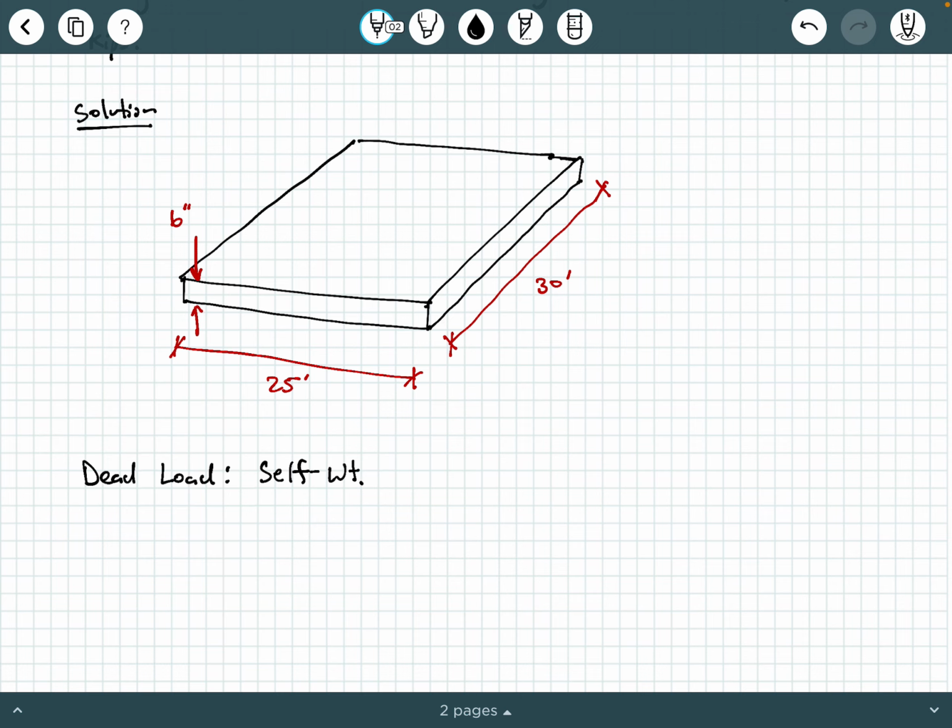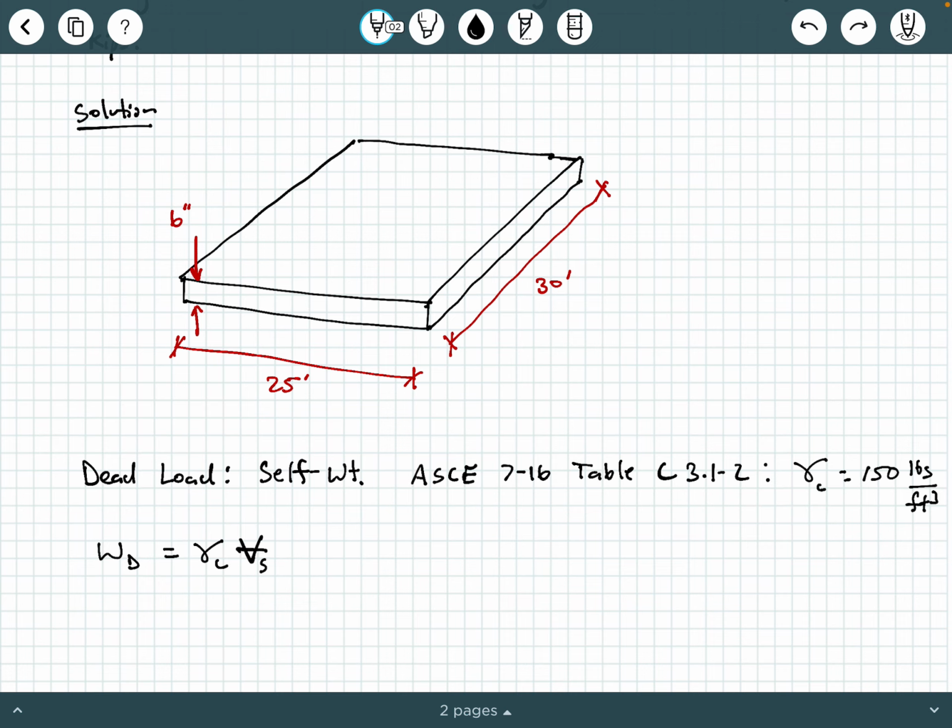And so from ASCE 7-16, table C3.1-2, we can get the unit weight of concrete is 150 pounds per cubic foot, or we can write that as PCF, okay? And so to get the total dead load in terms of kips, what we can do is we can say W dead equals the unit weight of concrete times the volume of the slab, okay? V sub S is going to be volume of the slab.